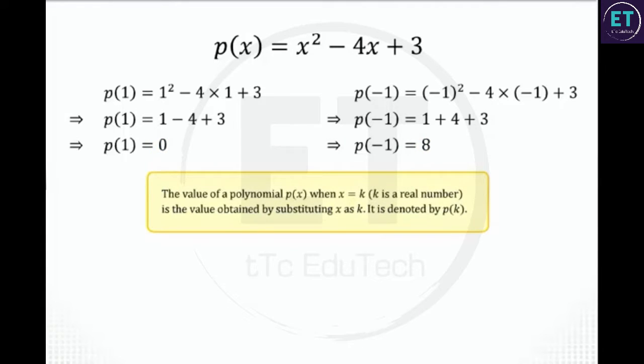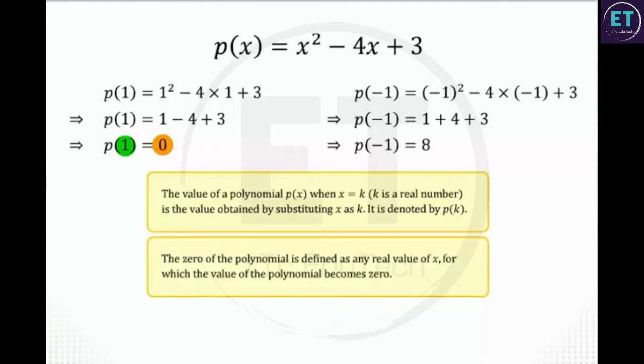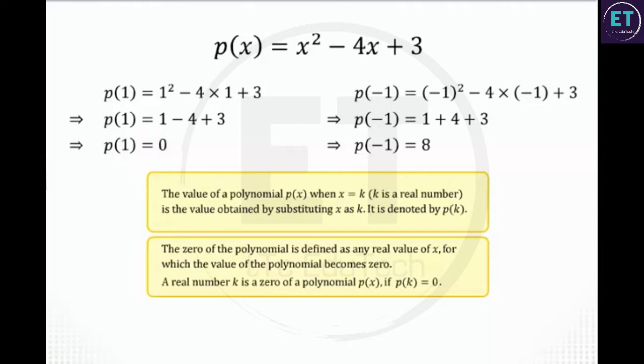In general, the value of a polynomial p of x when x is equal to k is the value obtained by substituting x as k. Here k is a real number and the value of the polynomial is denoted by p of k. Now in the first case, the value of the polynomial is 0 when the value of x is 1, and 1 is called the zero of the polynomial. The zero of the polynomial is defined as any real value of x for which the value of the polynomial becomes 0. In general, a real number k is a zero of a polynomial p of x if p of k is equal to 0.